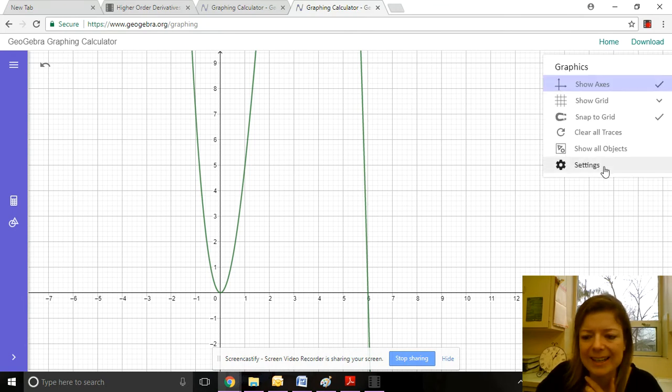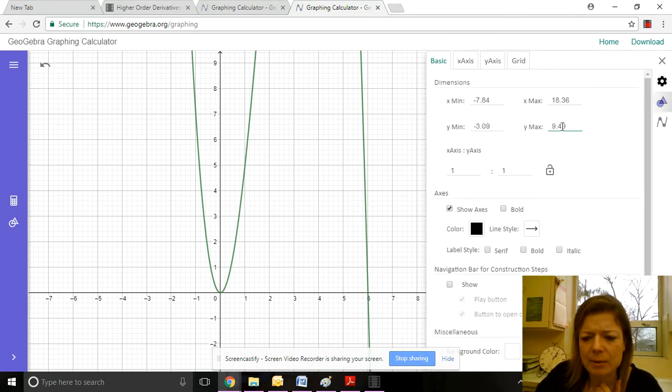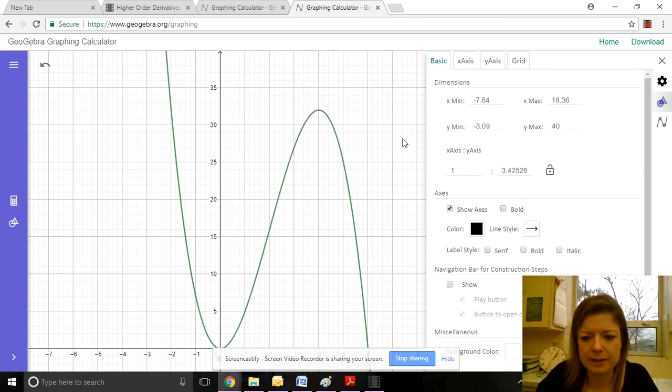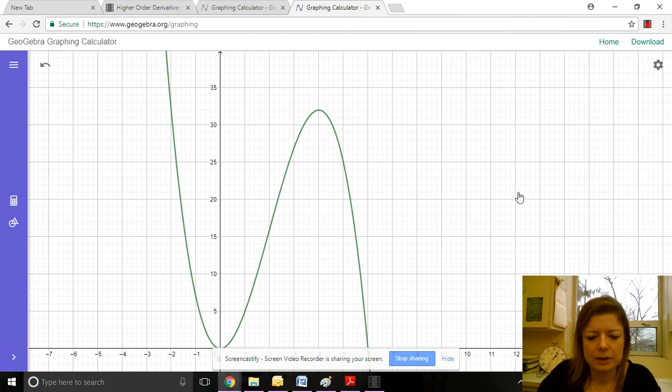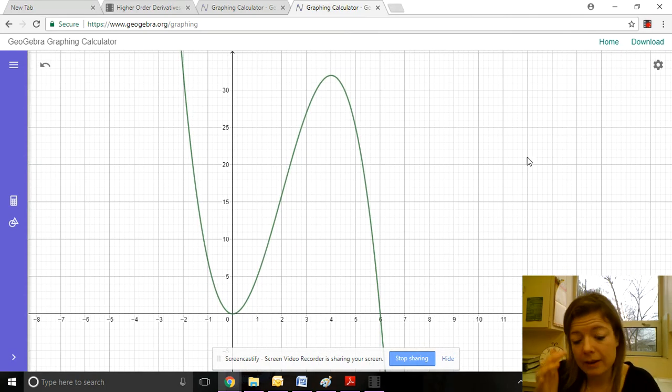So you press this little gear and go to settings, and we want to change our Y max to a lot higher, maybe 40. Okay, that gives us a better view. So think about it. It asked when velocity is positive, so when it's moving in a positive direction. So that's anytime the slope of this tangent is positive.